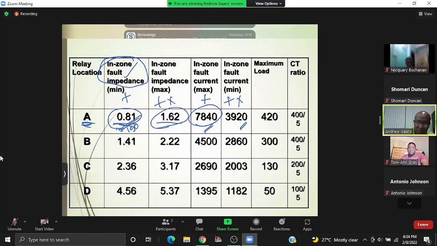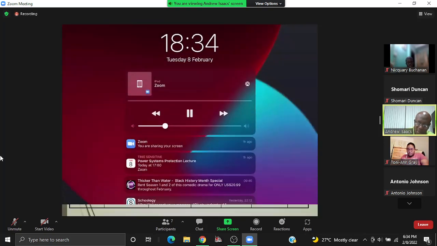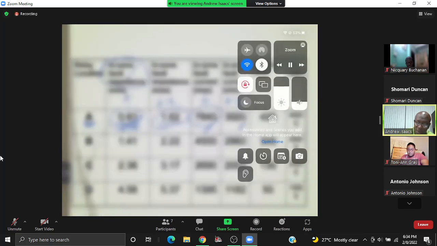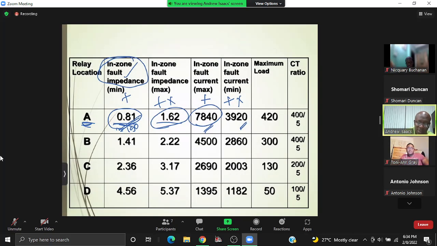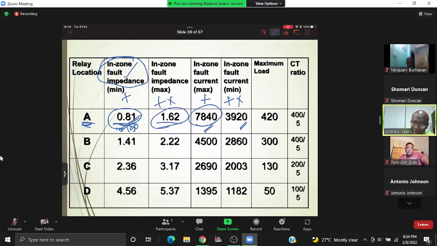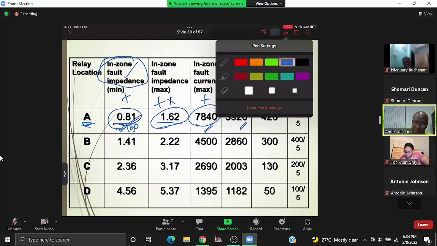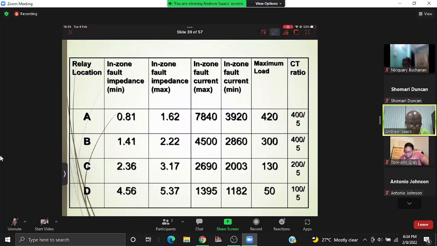Come on, Zach. But I tell them my finger, them too big, you know. We're on this thing I need to do. Beautiful. In terms of relay A, everybody comfortable up to that point?